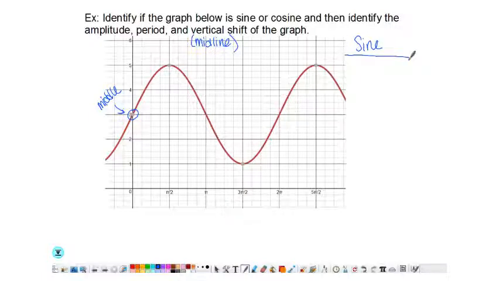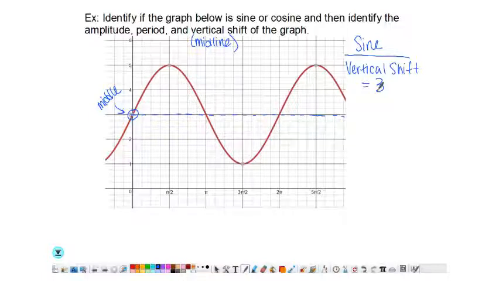Okay, so let's figure out some things about this sine graph. We want to figure out the amplitude, period, and vertical shift. One thing that I always like to do is draw my midline onto the graph. So here's my midline, and it's up here at 3. So my vertical shift is going to be +3, because we went up 3.